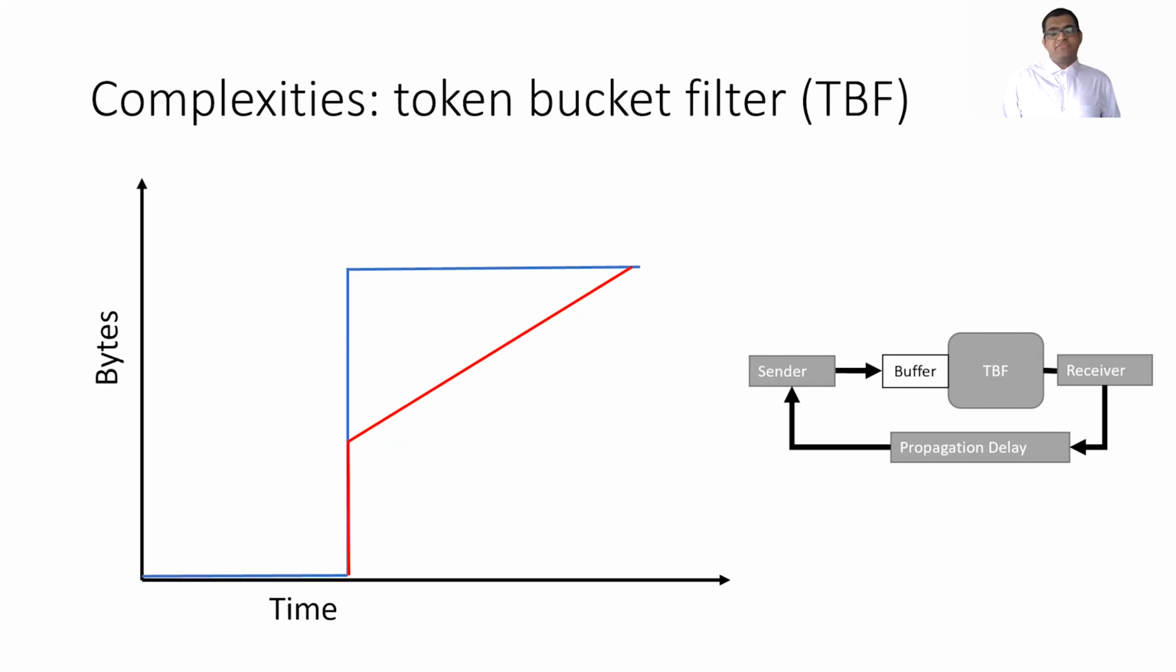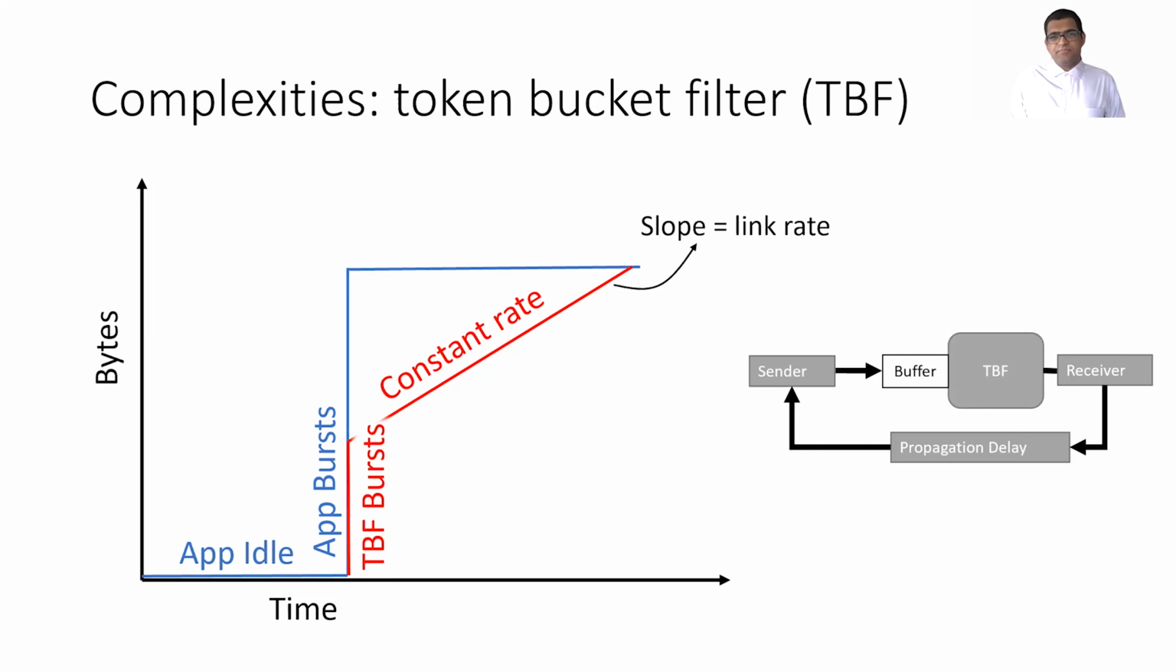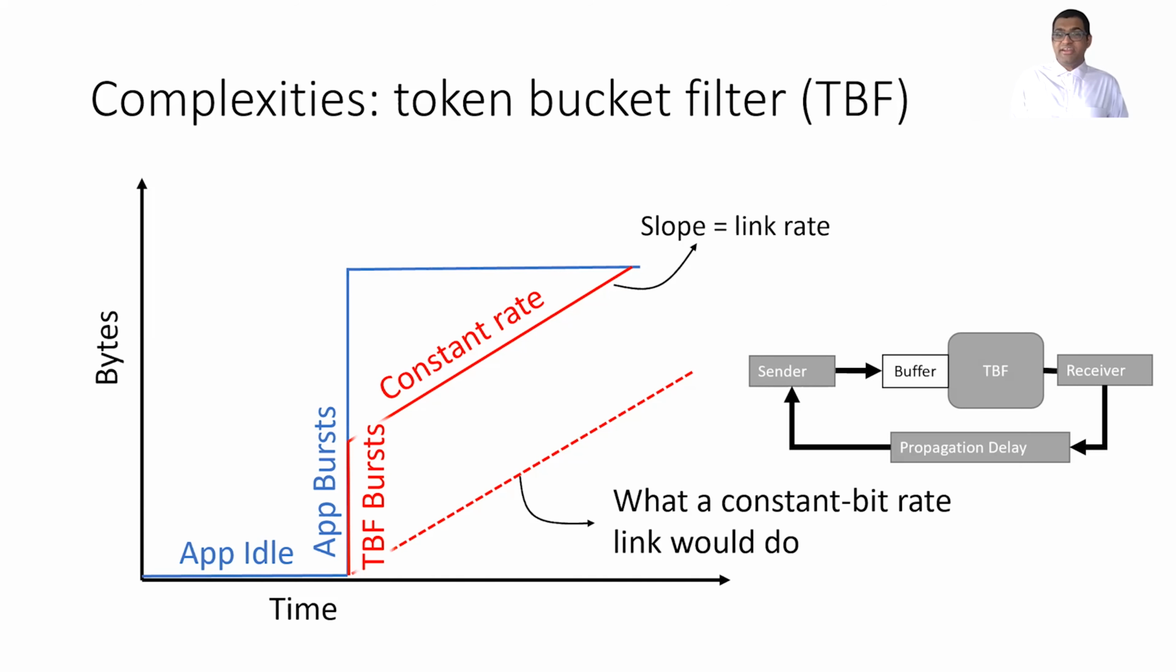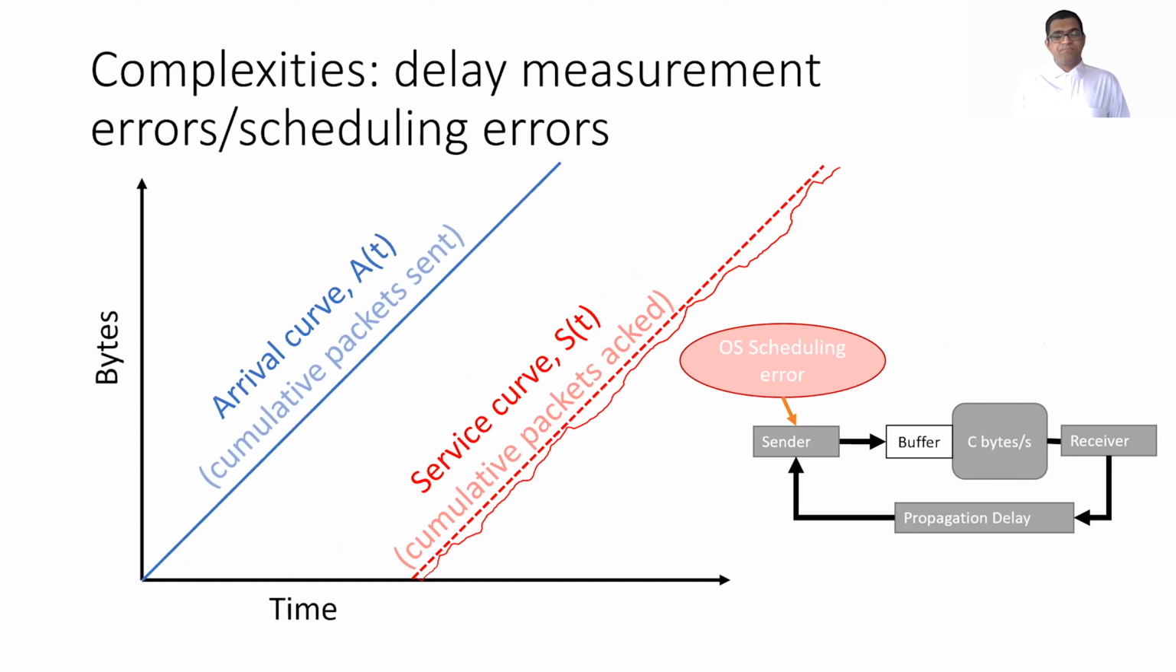We also have token bucket filters on the internet. So suppose there's an app that is idle for a while and then suddenly bursts packets. A token bucket filter will also burst a little bit before sending at a constant rate. And this is done to absorb small bursts and to improve application performance. But contrast this to what a constant bitrate link would have done. And congestion control algorithms can be confused into thinking that there's more bandwidth available than there really is.